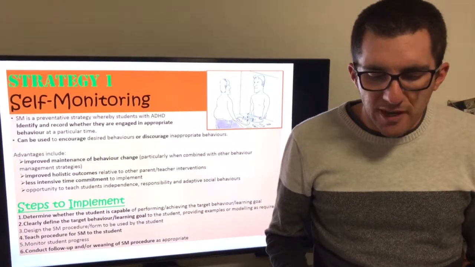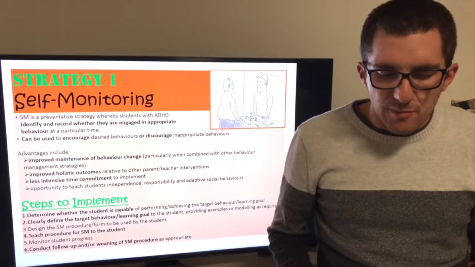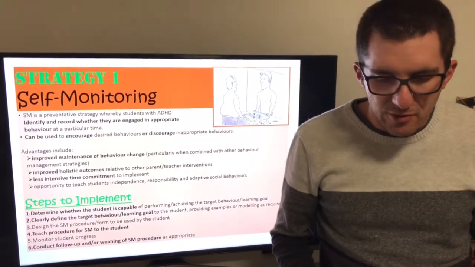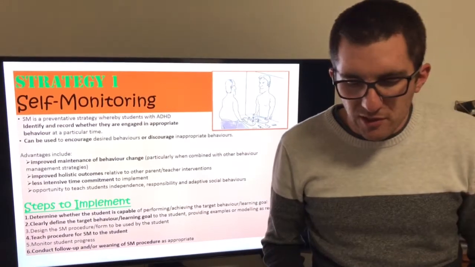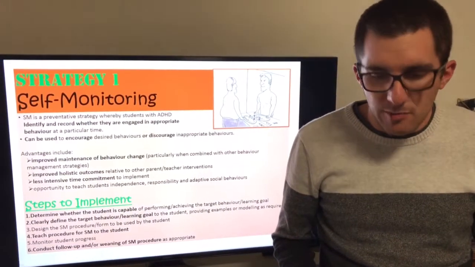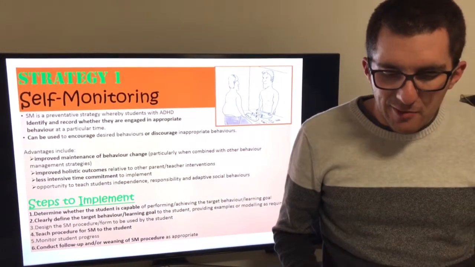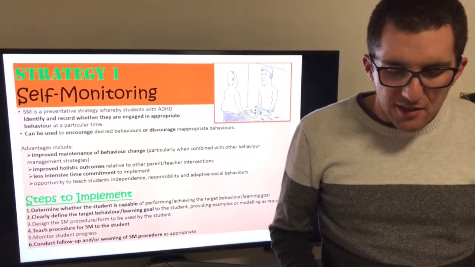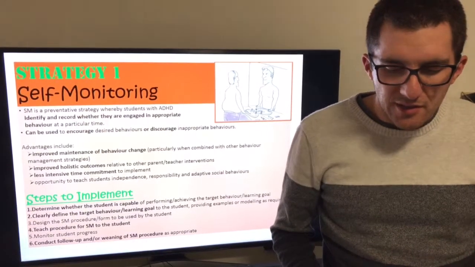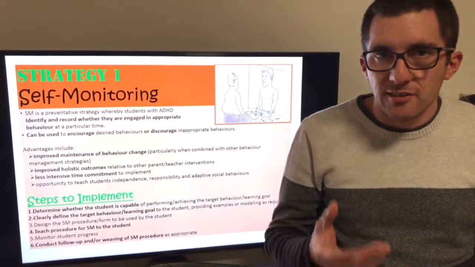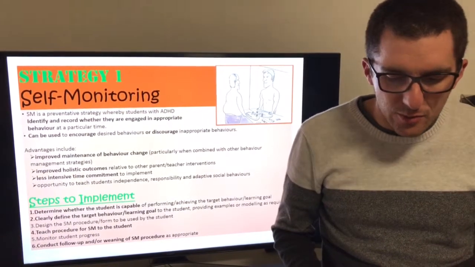It has improved maintenance of behaviour change, particularly when combined with other behaviour management strategies. It has improved holistic outcomes relating to other interventions that parents or teachers might be involved with. It's less time intensive to implement than some other strategies. There's an opportunity to teach students independence and responsibility and adaptive social behaviours, which will benefit them not only at school but also in their life after school.